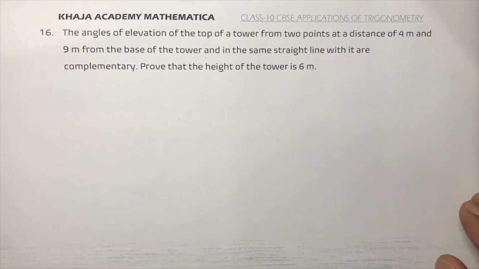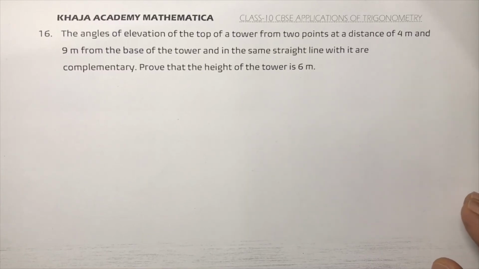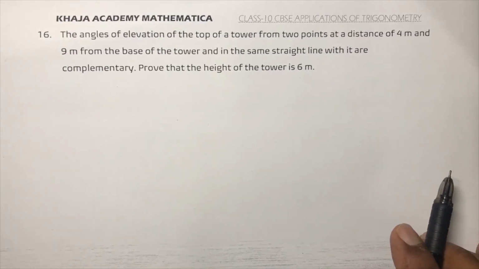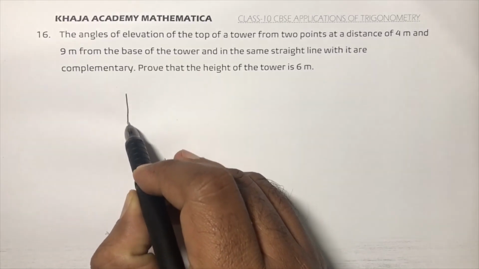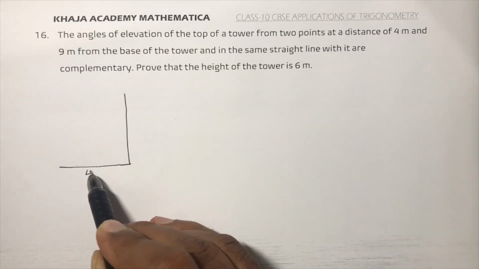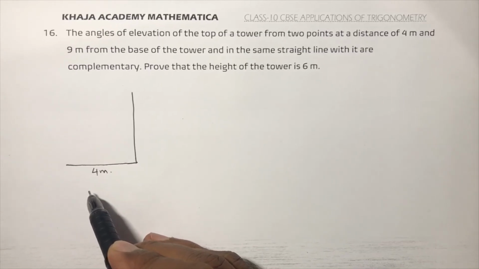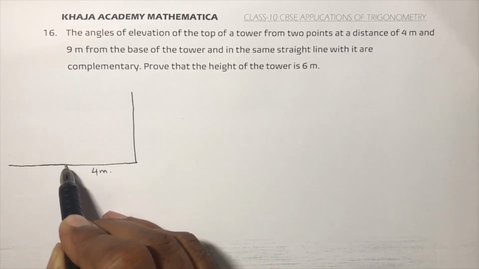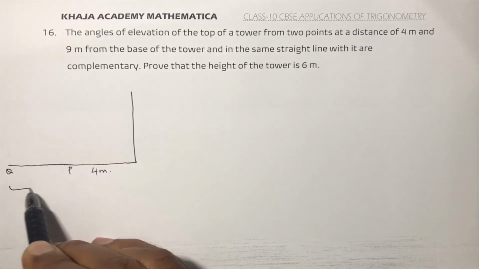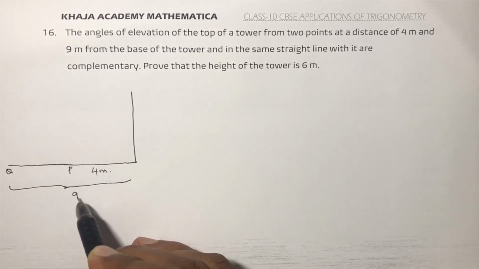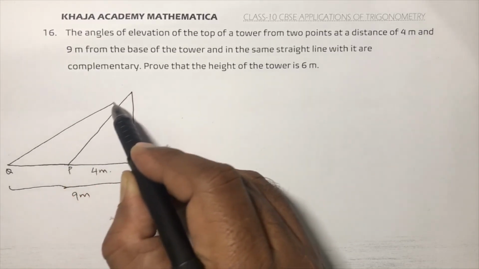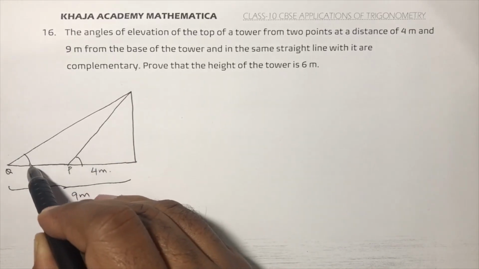The angle of elevation of the top of a tower from 2 points at a distance of 4 meters and 9 meters from the base of the tower. So the angle of elevation from the 2 points. One point is at a distance of 4 meters, one point is P, and the other point is Q. The other point is at a distance of 9 meters. And these are the angles of elevation, this angle and this angle.